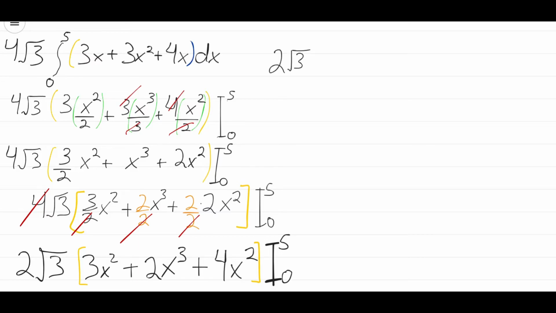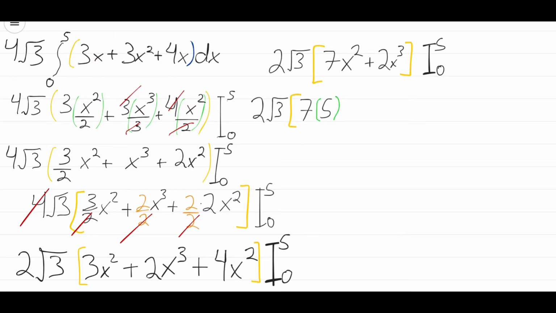So now I'm going to combine the like terms. I know 3x squared plus 4x squared is equal to 7x squared plus 2x cubed, bounded from 5 to 0. Now, since I made sure I had a common denominator and I factored it out, the plugging in part is very easy. So I know 2 radical 3 times 7 times 5 squared plus 2 times 5 cubed, minus 7 times 0 squared plus 2 times 0 cubed.